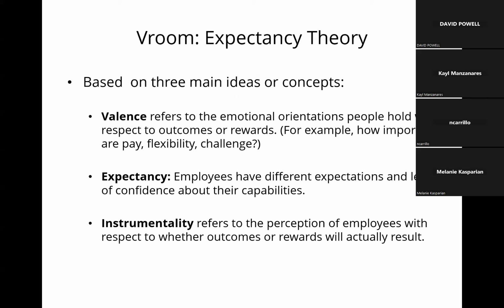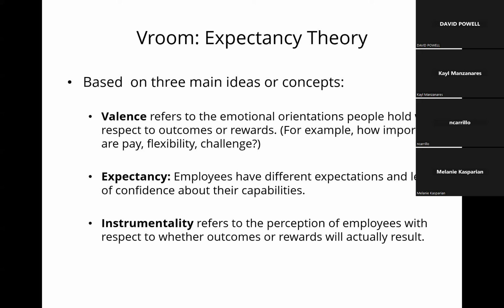Valence refers to the emotional orientation that people have with respect to outcomes or rewards. So how important, for example, is pay for performance? How important is additional flexibility? How important is it to an employee to be challenged in their job? What type of weight does an employee place upon all these potential outcomes, all these potential rewards that they could receive if they put forth a certain amount of effort?